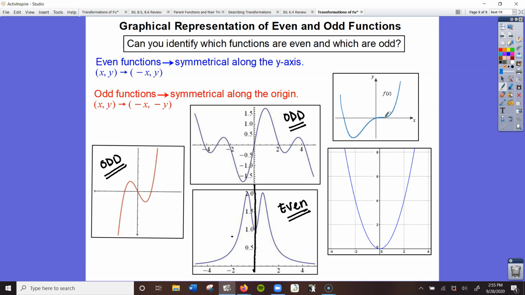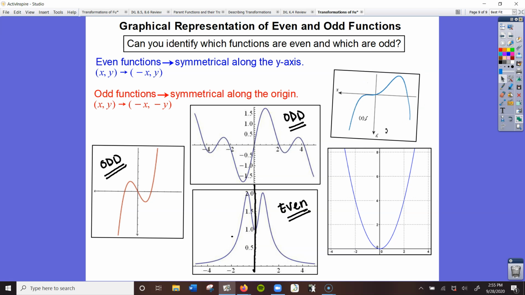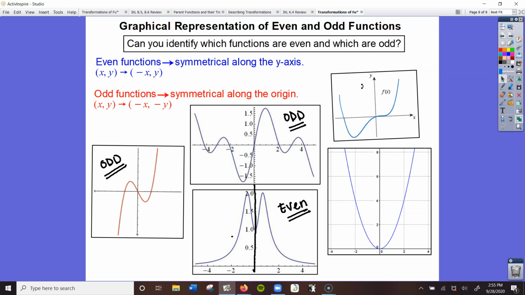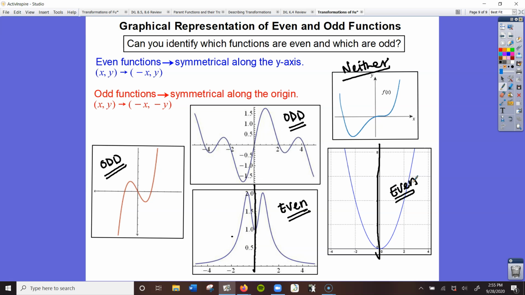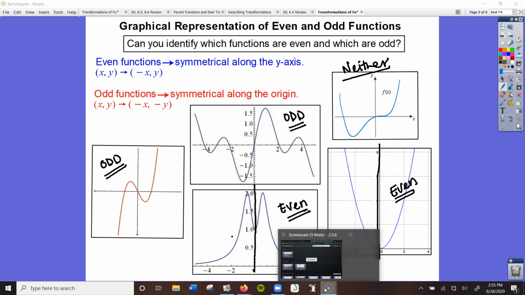Now this one up here, if I draw a line across the y-axis, the left is not the same as the right. If I turn it upside down, it does not look the same as my original. Therefore, this is neither. Not all functions have symmetry. And if they don't, that's okay. So this one is neither even nor odd. This one is another example of an even function. It is symmetric along the y-axis. So this is even. And those are our transformations.